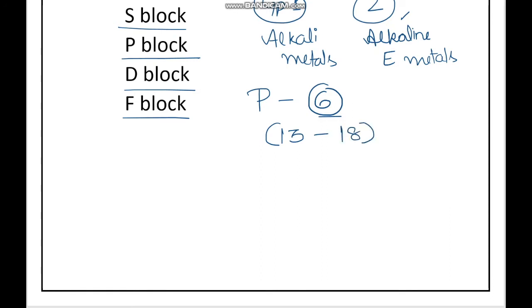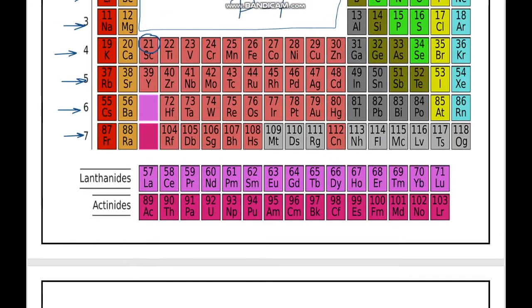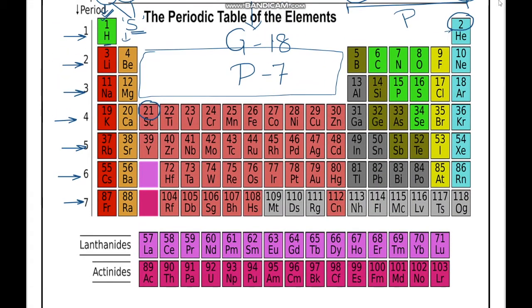Let's talk about the name of each and every group of P block. We have so far discussed the name of the groups of S block, that is alkali metals and alkaline earth metals. Group number 13 is known as this group.